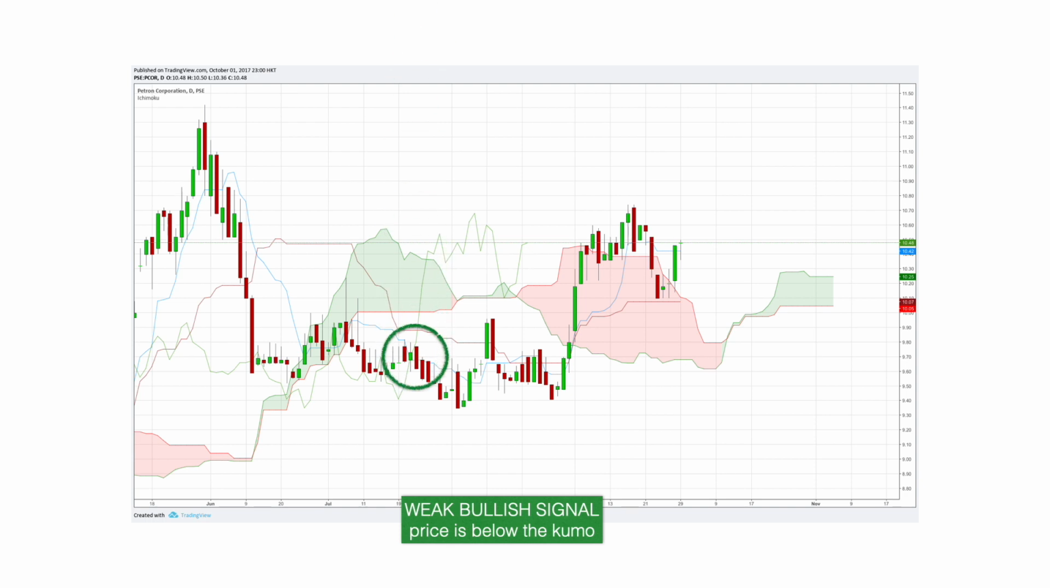A weak bullish signal happens if the Chikou span crosses above the price while the current price is below the Kumo. If the Kumo is thicker, then that is an even stronger resistance to break.